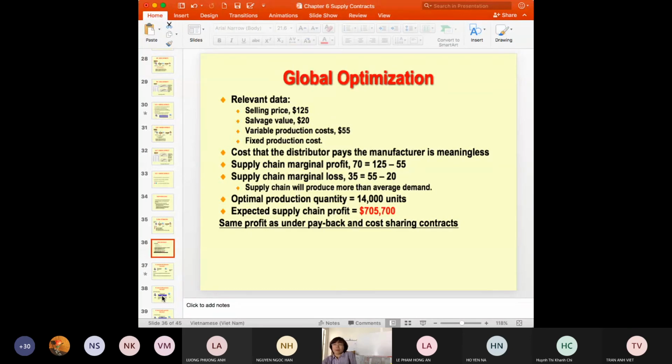So for make to stock, we have three types of supply chain contracts. The first is payback, the second is cost sharing, and the third is global optimization.